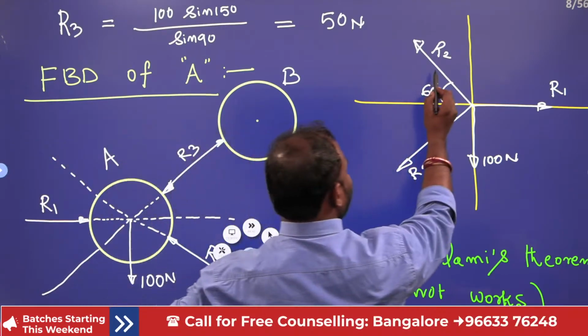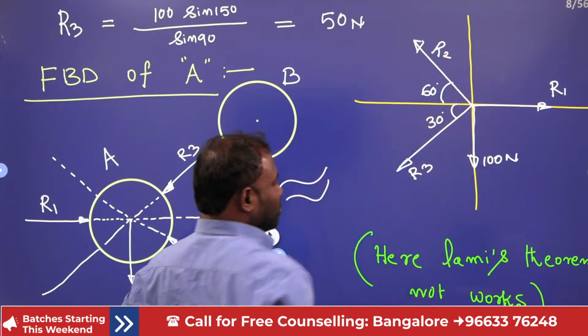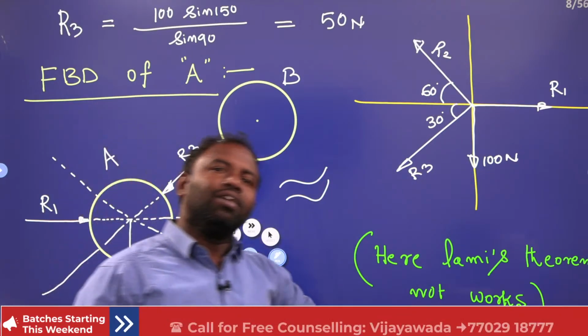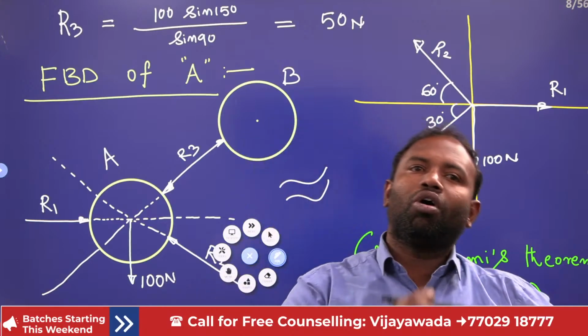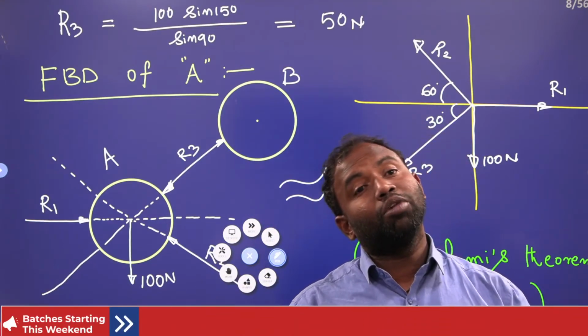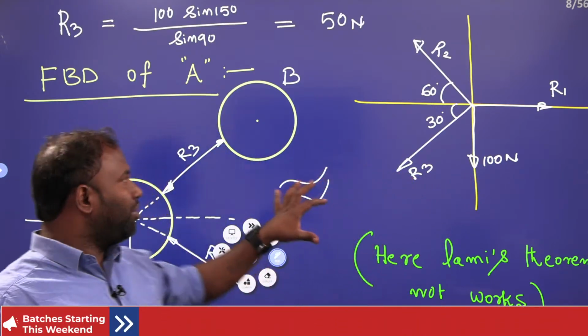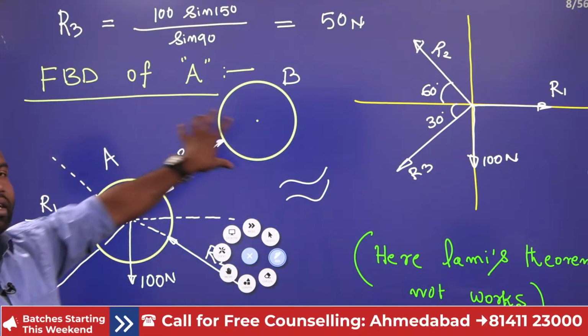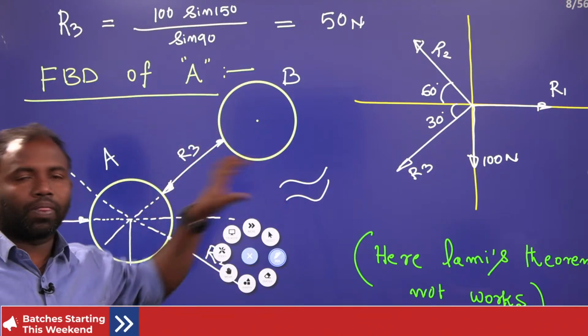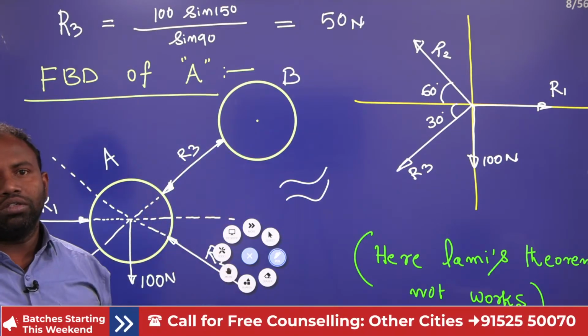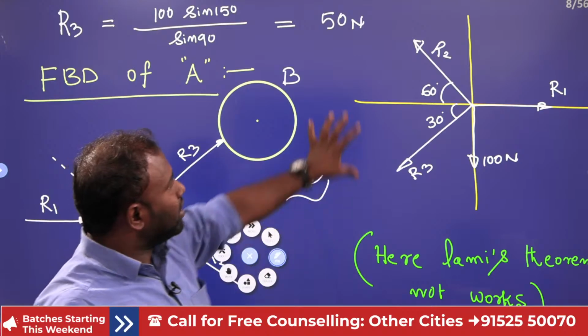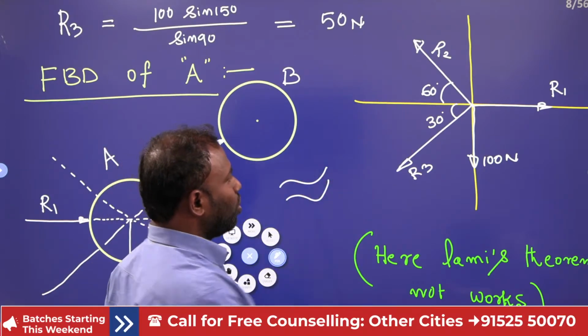Now here, we resolve the forces. If Lami's theorem does not work, then we use sigma Fx equal to 0, or sigma Fy equal to 0, or moment about any point equal to 0. It is not possible to take moments over here. However, by using the combined free body diagrams, we can use the moment about any point equal to 0. Now here, resolve the forces horizontally and vertically.